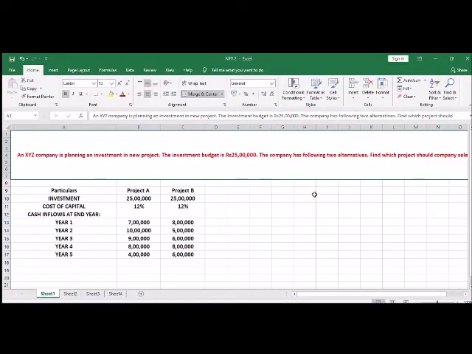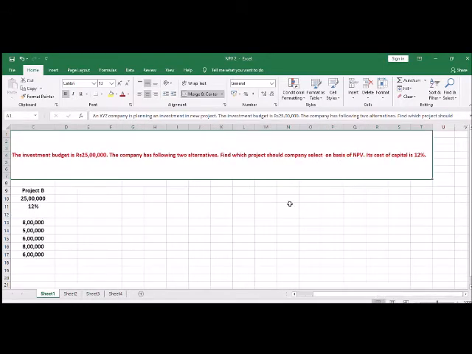So in the previous video we have seen what NPV is and how to calculate NPV for one project. Now in this video we'll see how to calculate NPV for two projects. So we'll see using one example. As you can see, an XYZ company is planning an investment in a new project. The investment budget is rupees 25 lakhs and the company has the following two alternatives as given below.